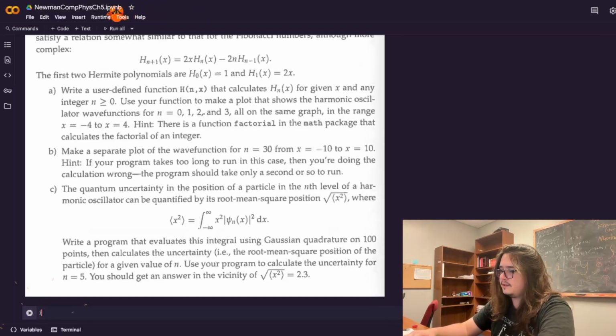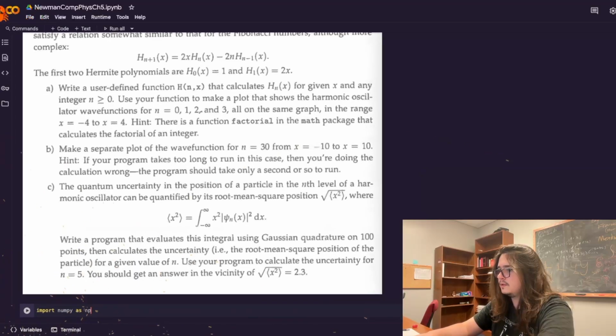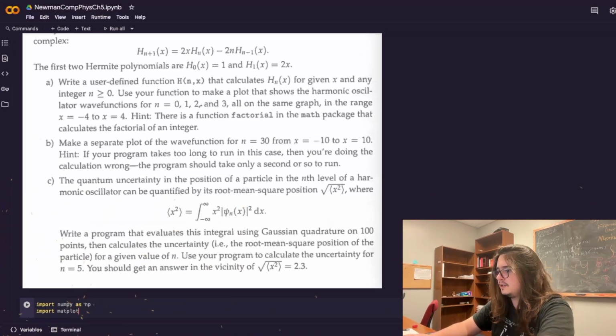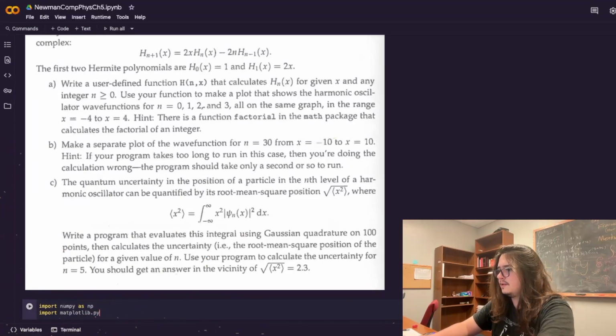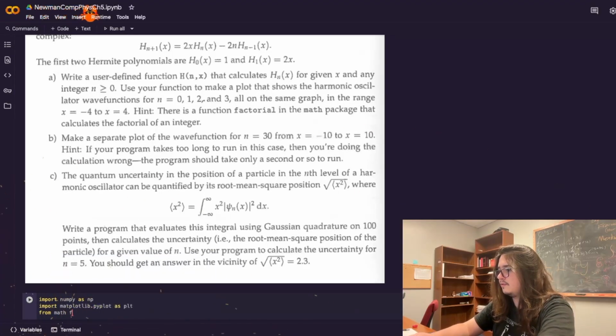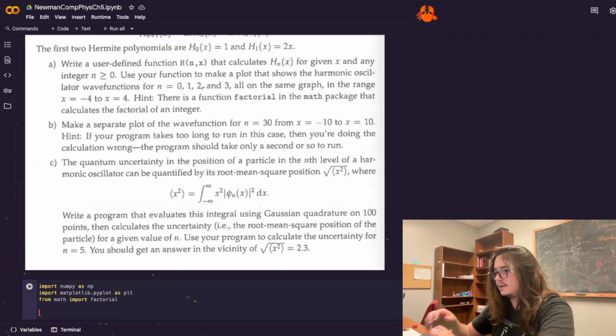I'm going to need numpy as per the usual. I'm going to need matplotlib to get some nice stationary state plots, and I'm also going to import the factorial function from math because, I don't know, numpy doesn't have a factorial function, even though it probably should.